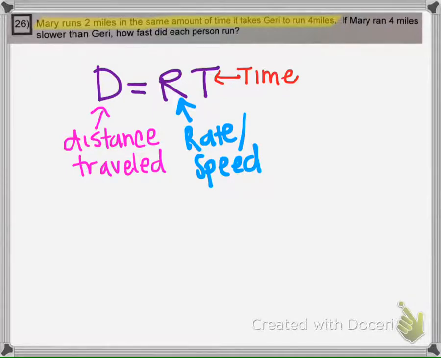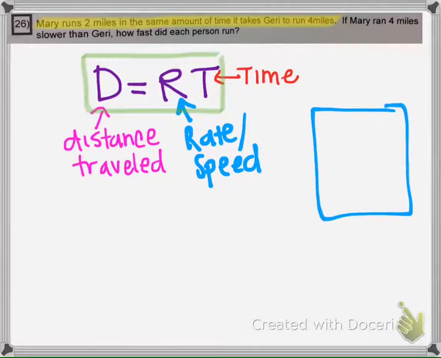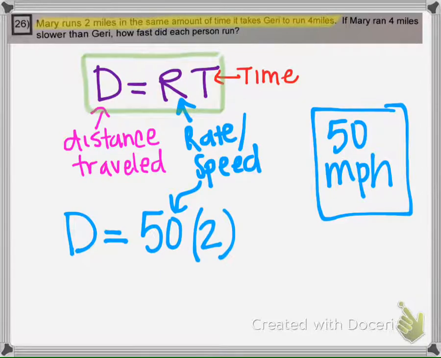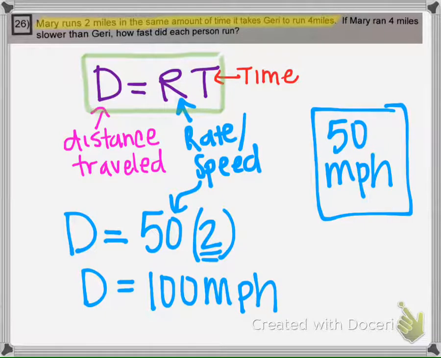How fast would each person run? Okay, so we know this commonly used formula to find distance, right? Think about it. If you see a speed sign when you're driving that says 50 miles per hour, and you drive for 2 hours at 50 miles per hour, then your distance is 50 miles in 1 hour, multiplied by 2, so you should be able to go 100 miles.